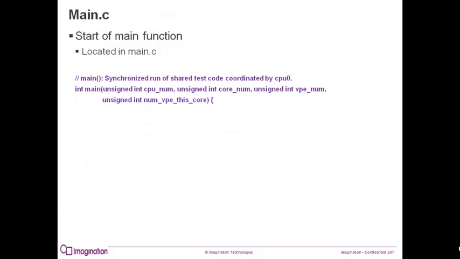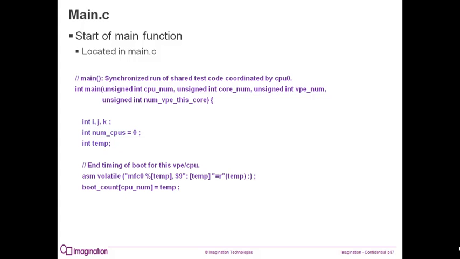The code in the main function gives you an example of how to synchronize all CPUs in a CPS before continuing execution of test code or starting an OS. Main starts out by declaring some local variables it will be using. Next, the code reads the value of the CP0 count register. The inline assembly code moves the count register value to the local variable temp. Then the code writes that value into the boot count array element for this particular core.